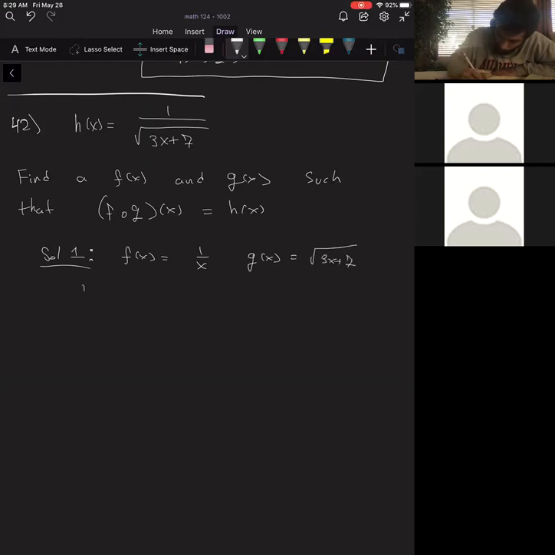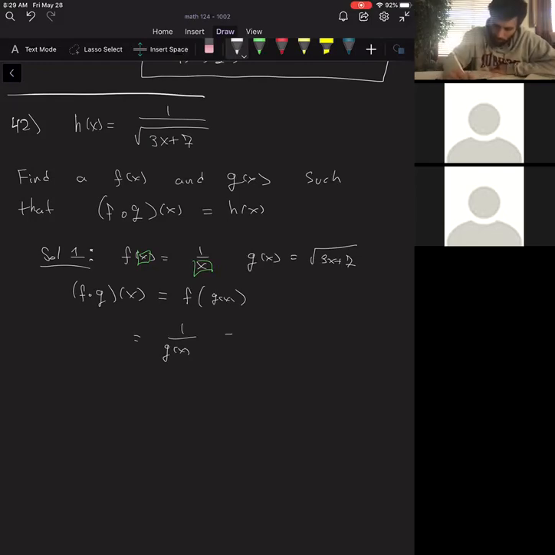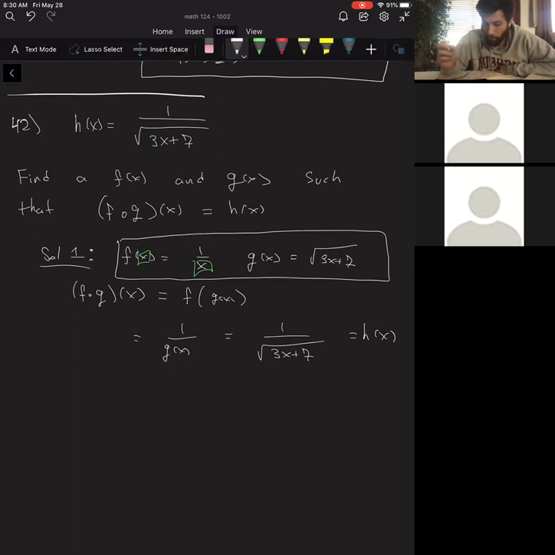Notice in this problem that if we found f of g of x, what does this mean? Well, this means that we're plugging g inside of f. And what is f? f is just whatever's inside here, you put down here. So this is actually just going to equal 1 divided by g of x. But g of x is the square root of 3x plus 7. So this just equals 1 over the square root of 3x plus 7. But that's what h of x was equal to. All right, so this is one possible solution. f of x is equal to 1 over x. g of x is equal to the square root of 3x plus 7.